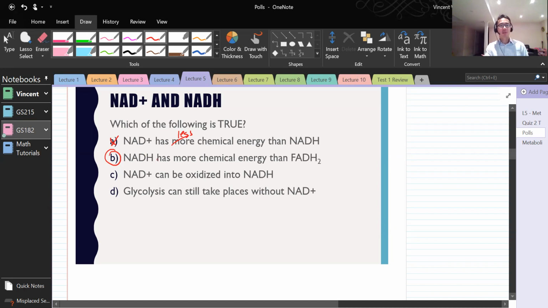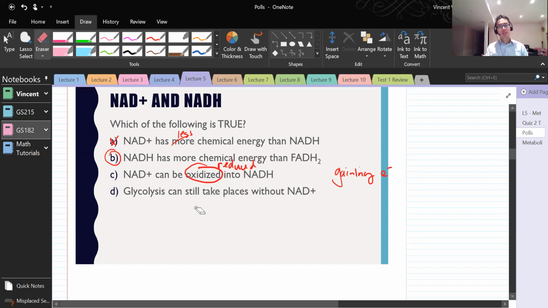And NAD plus can be oxidized into NADH. At first glance, this seems logical, like NAD plus becomes NADH. But you must think about how NAD plus becomes NADH. In order for NAD plus to become NADH, it needs to pick up an electron. And if you are gaining electron, that is not oxidation; it is reduction. So NAD plus can be reduced into NADH. That's why this is not the correct answer.